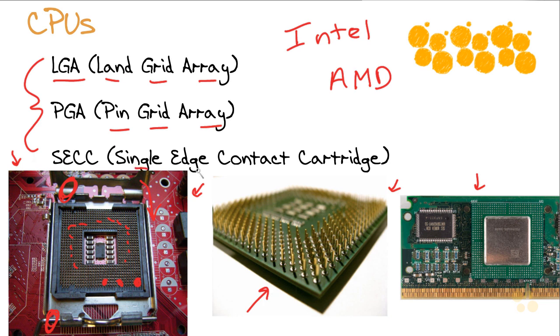And then there's the single edge contact cartridge, and we're familiar with these. We see this type of technology when we have expansion cards in our device. So we're going to have contacts along one edge, single edge contact, makes sense, and then our circuitry for the CPU will be protected within that circuit board.